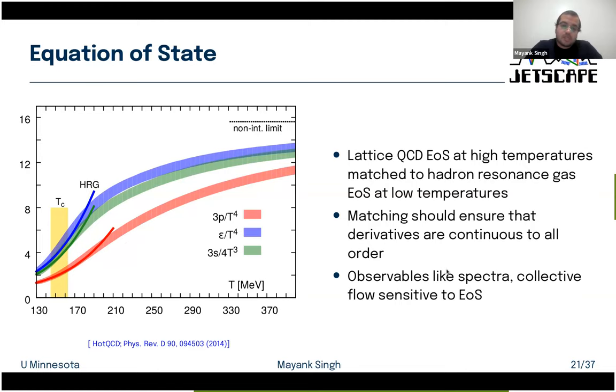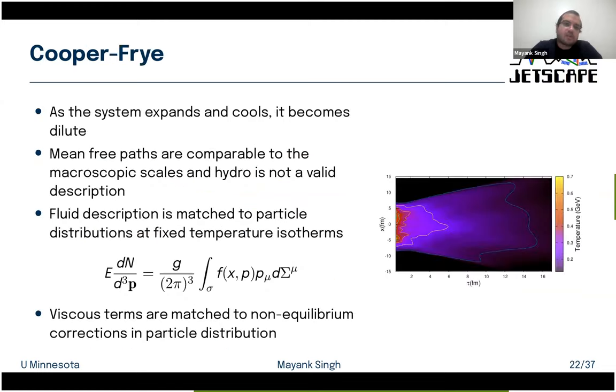So the derivatives have to be continuous to all order. And the particulars of the equation of state are actually observable in experiments. Observables like spectra and collective flow are sensitive to the equation of state, because the equation of state essentially determines the speed of sound, by which the average mode travels in the fluid, and that changes how much anisotropy is being generated, how much flow is being generated, how much entropy is being produced. All those observables are sensitive to this particular input to a model.